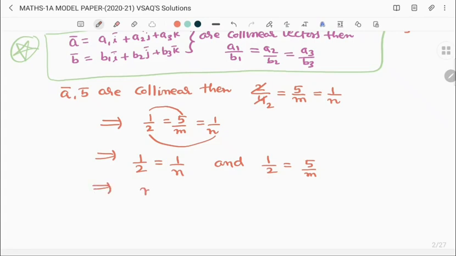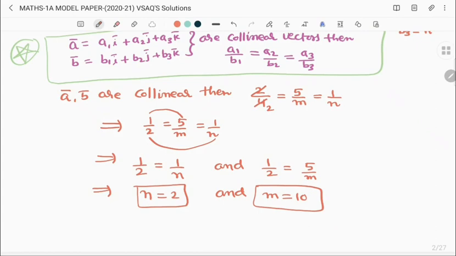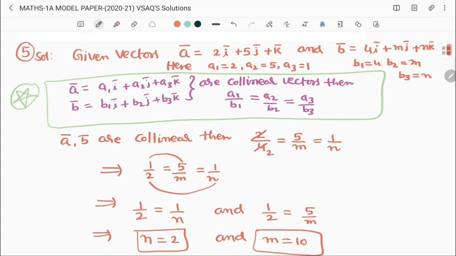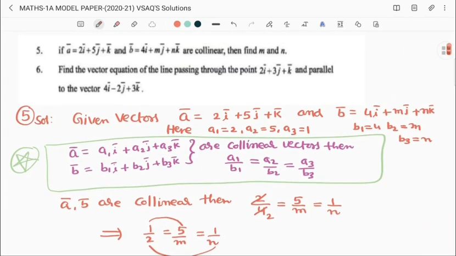So cross multiplication, N is equal to 2 and M is equal to 10. Therefore, these are the required values of M and N when the vectors will be collinear. The next question, question number 6.